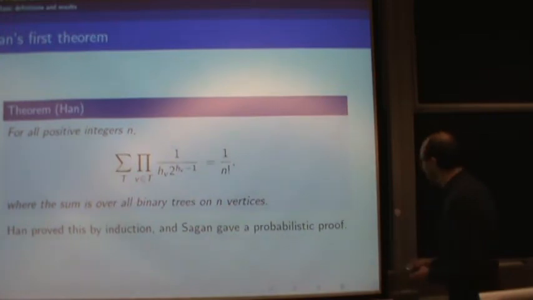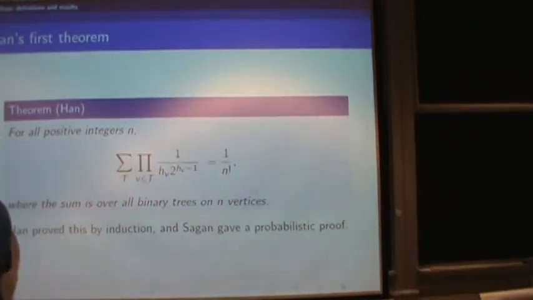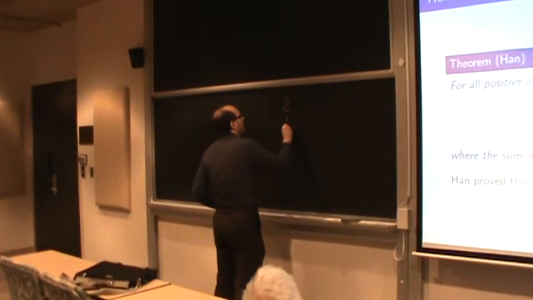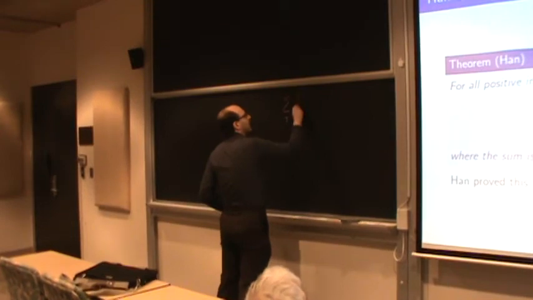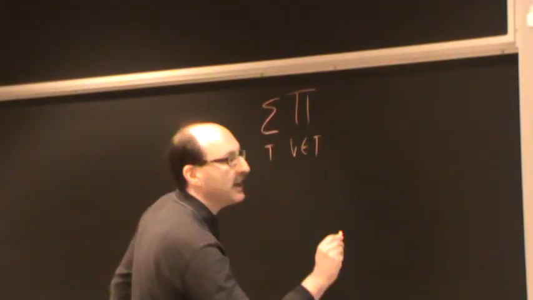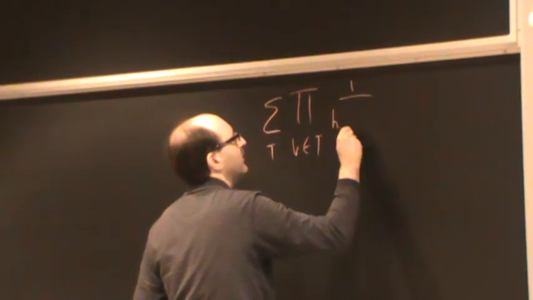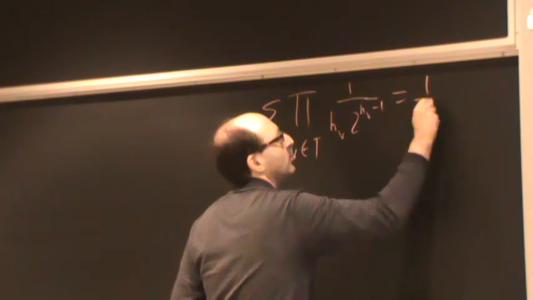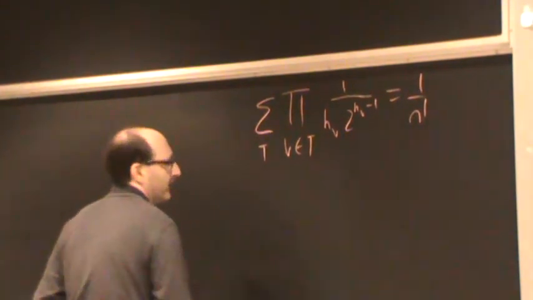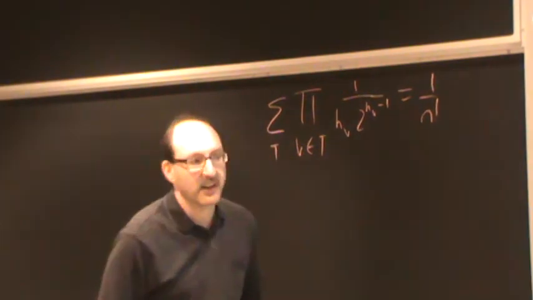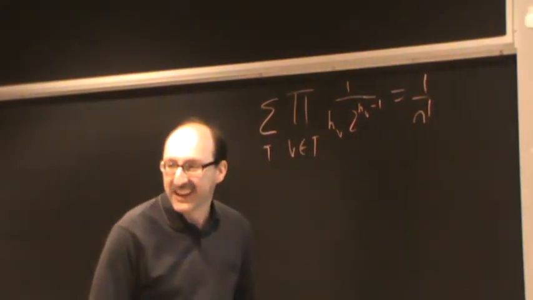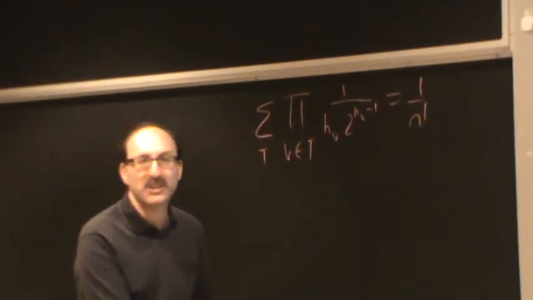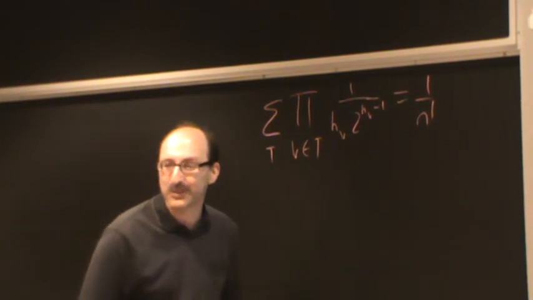So here's Hand's formula, and I'm going to place this on the board so that we have it for reference. The sum over all binary trees, product over all vertices in the tree, 1 over HV 2 to the HV minus 1 is equal to 1 over n factorial. There's nothing more general if you replace 2 by x? Yes, there is, and that's a corollary to Yang's generalization. Okay. This is the form in which Han originally stated the result, and therefore I'm stating it this way first.